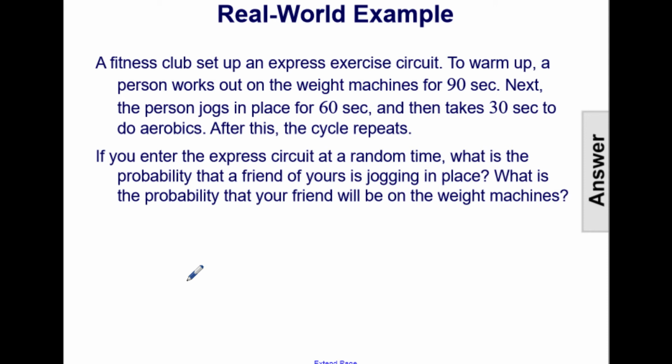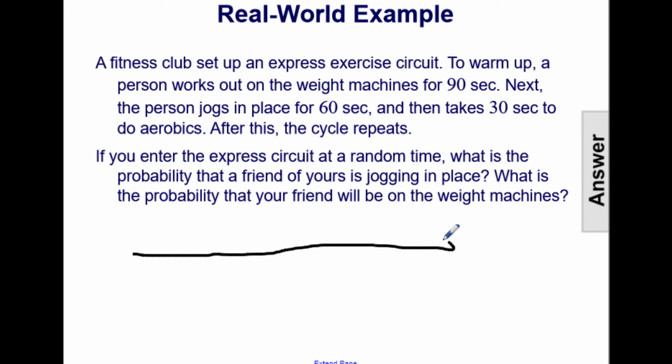After this, the cycle repeats. If you enter the express circuit at a random time, what is the probability that a friend of yours is jogging in place? What is the probability that your friend would be on the weight machines? These are two separate questions, but we need to look at the whole picture first. Let's draw a number line and visualize what's happening here.